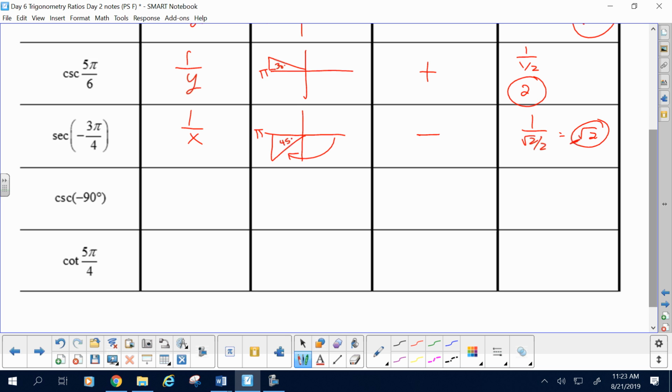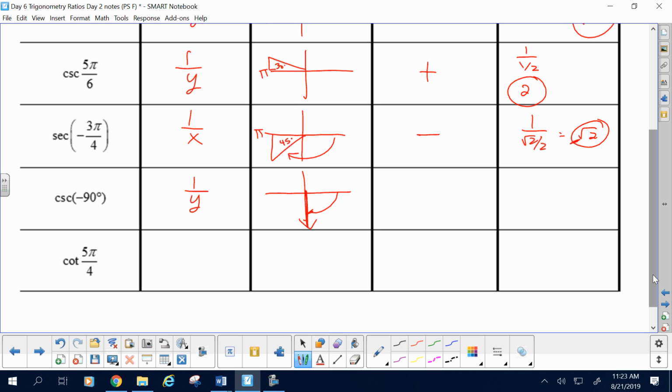Alrighty then. Cosecant is the reciprocal of sine. Sine is y over 1, so cosecant is 1 over y. I agree there. Okay, step ahead of me. I'm going to draw this just for the kicks of it. But negative 90 puts me at the negative y-axis.